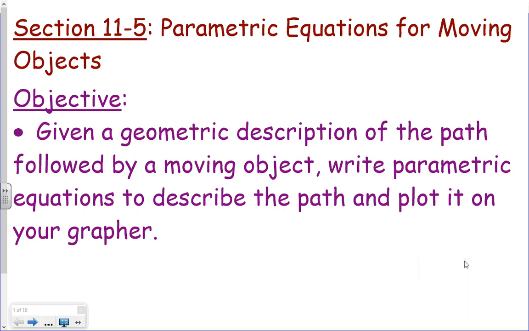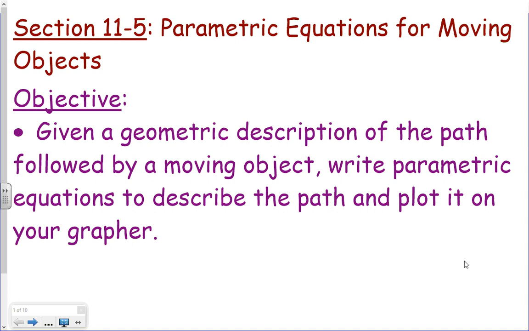All right, open up your book to section 11-5. We're on page 585 in your book. The title of this section is Parametric Equations for Moving Objects. And the objective here is, given a geometric description of the path followed by a moving object, write the parametric equations to describe the path and plot it on your grapher.